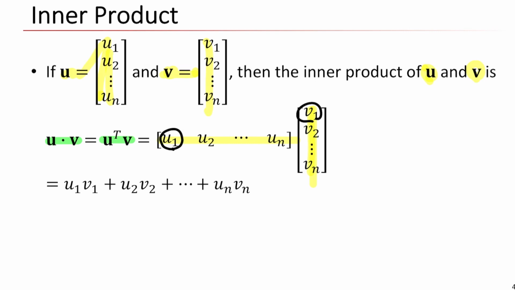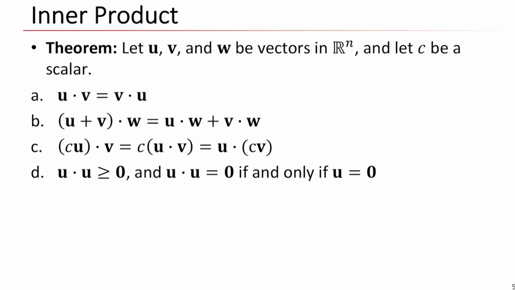This one times this one, right? So u1 times v1 plus this one times this one. So u2 times v2, then finally un times vn. Okay, so the inner product of u and v is defined something like this: the summation of the multiplication of each element in the vectors. So this is the definition of the inner product.